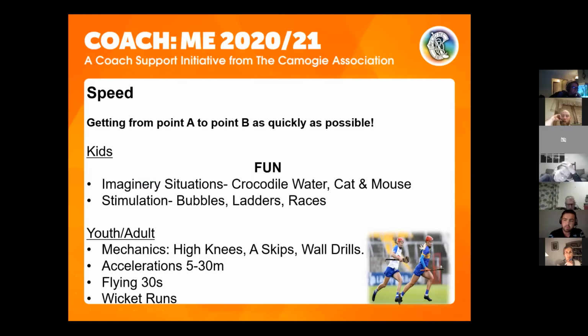Wicket runs have become really popular in terms of movement efficiency. Again, at these older ages, there are some really good articles online. Wicket runs might refer to, I often use just the large dome cones, but they can be hurdles that are left down on their side. They could be any sort of spaced objects that players are running in a straight line through, and they can't touch the cones. So they have to focus on their stride length and getting their knees up over the cones.